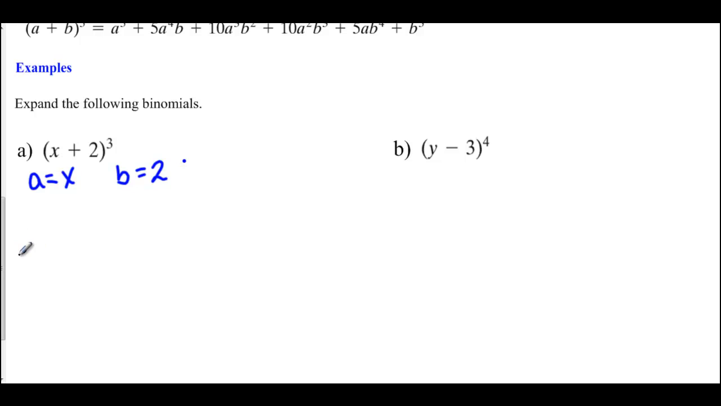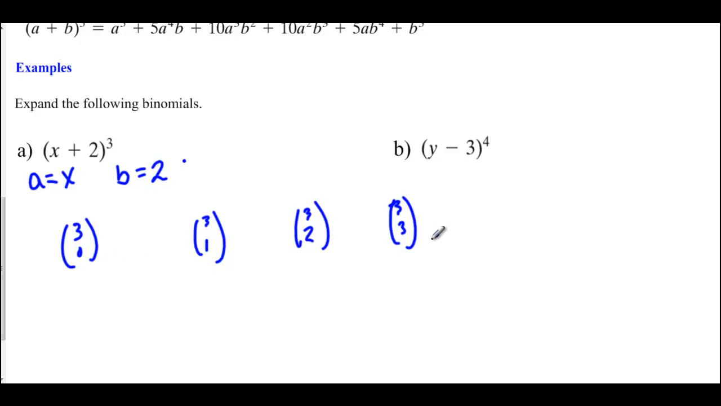So for me to make sure I follow the pattern, I know that I'm going to have 3 choose 0, and 3 choose 1, 3 choose 2, 3 choose 3. So now I'm going to have that. And then I know that for my first thing, my a, I'm going to start with this power and then work my way down. So I'm going to have x cubed, x squared, x, and then I don't need anything here.